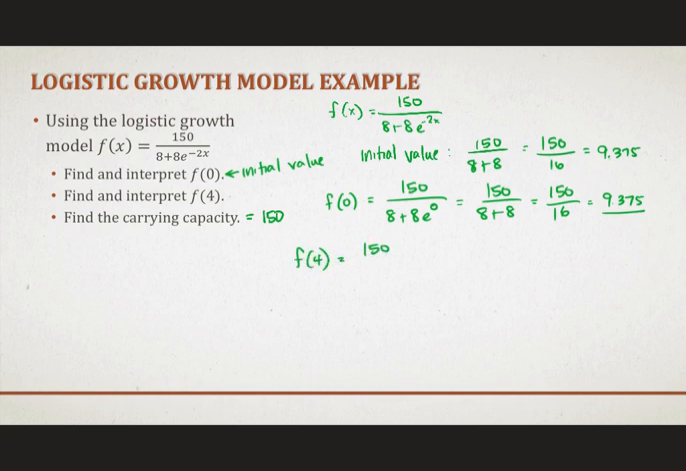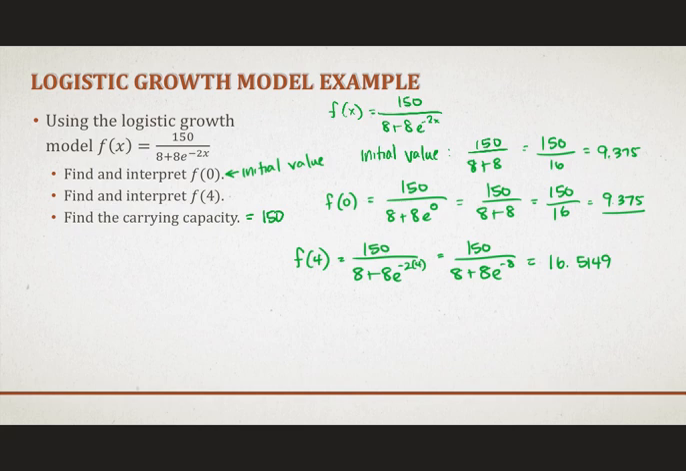All right, f of 4. So I have 150 over 8 plus 8 times e to the negative 2 times 4. So this is 8 plus 8 times e to the negative 8. And then I'm just going to put that all into my calculator. Make sure that you do it carefully and that you're paying attention to where you put parentheses, and that you're doing order of operations appropriately. You should end up with 16.5149.